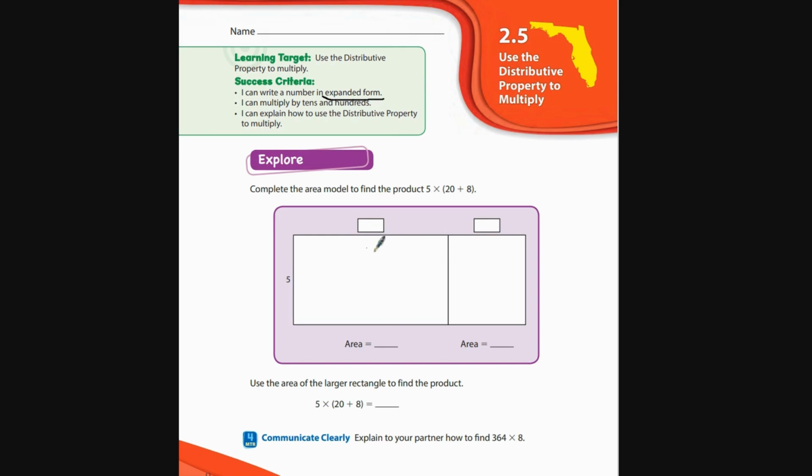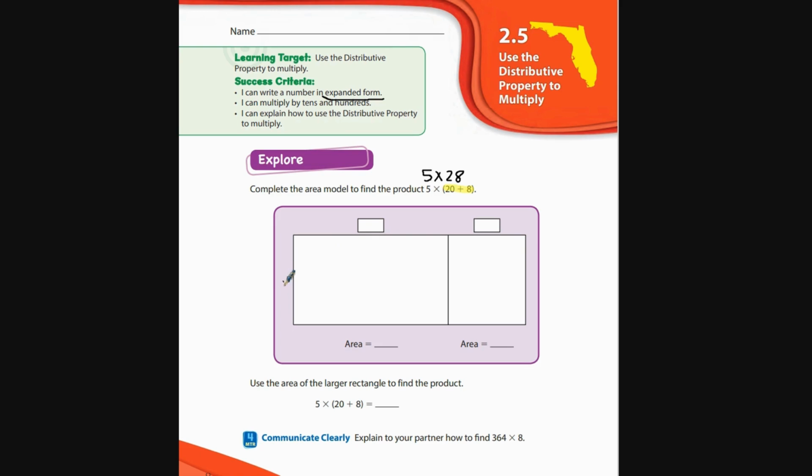We're going to complete this area model to find the product of 5 times 20 plus 8. In this case, I'm going to go ahead and highlight 20 plus 8 because if I needed to find the original equation, what I'm really doing is 5 times 28. However, they took the 28 and they distributed it as 20 plus 8. In other words, they separated the tens from the ones. Now, we're going to do the same thing here.